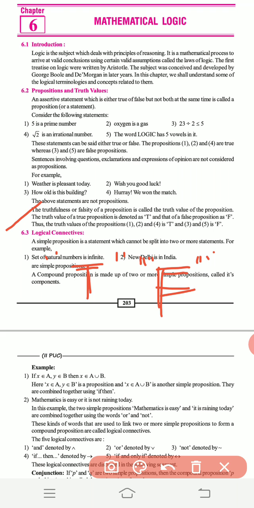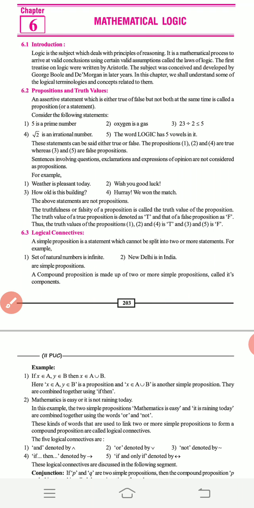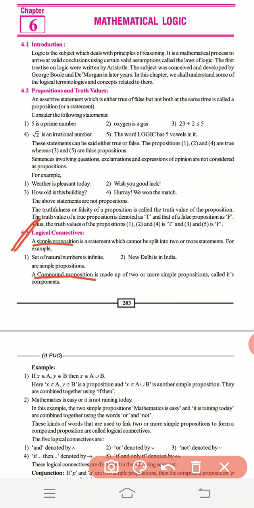Next, logical connectives. Before going to logical connectives, you should know the definitions of simple proposition and compound proposition. There are two types of propositions, simple proposition and compound proposition. So simple proposition is a statement which cannot be split into two or more statements.